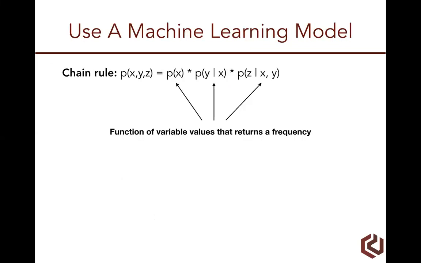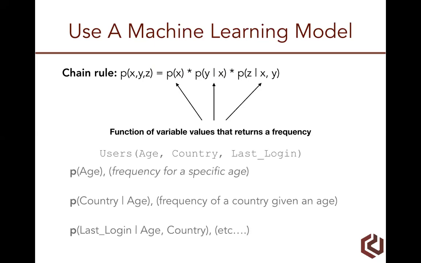Now, if we look at any one of these conditional components, they are simply a function of everything that it's conditioned on, right? For example, P of age is the frequency for a specific age. It is a function that, given a certain age, returns how prevalent that age is. Now, P of country given age is going to be the frequency of a country given a particular age. P of last login given age and country is going to be the same, right? So it's a one-dimensional function. It spits out a scalar value. It spits out a probability given all of those components.